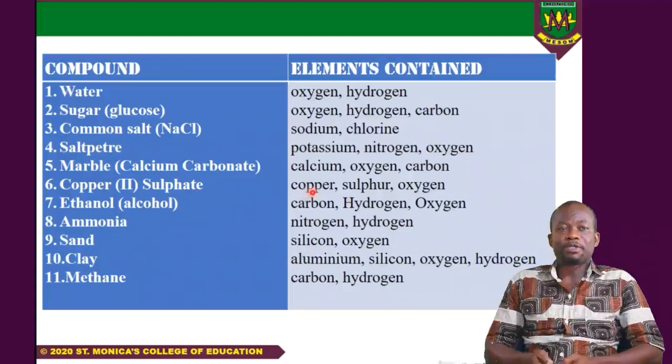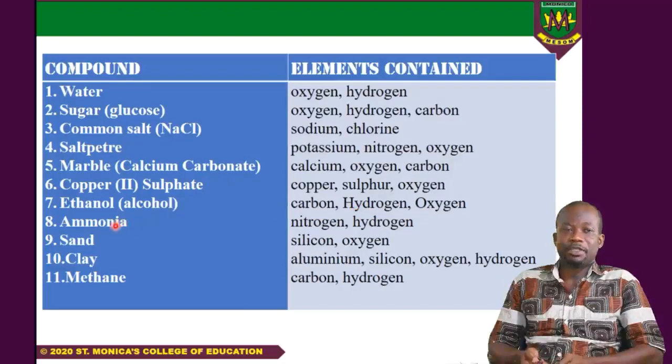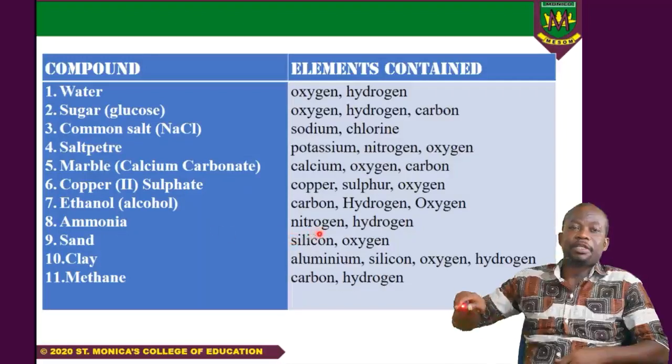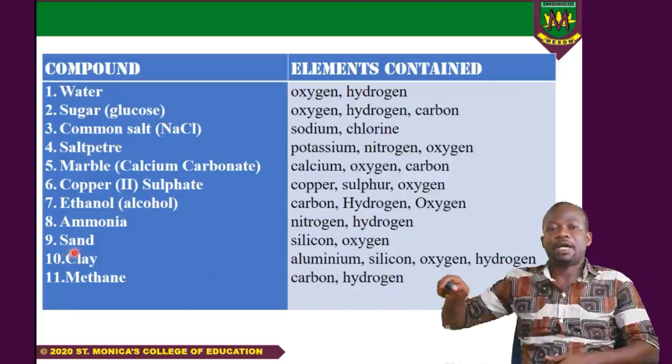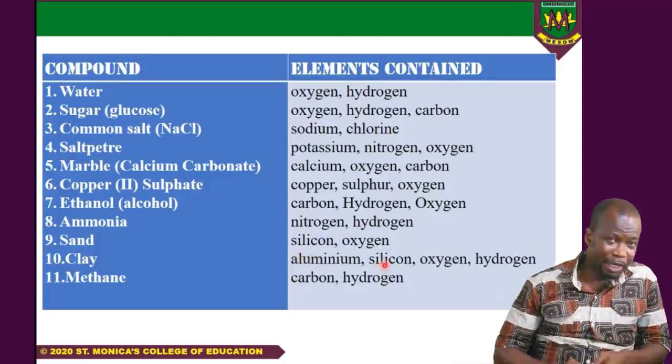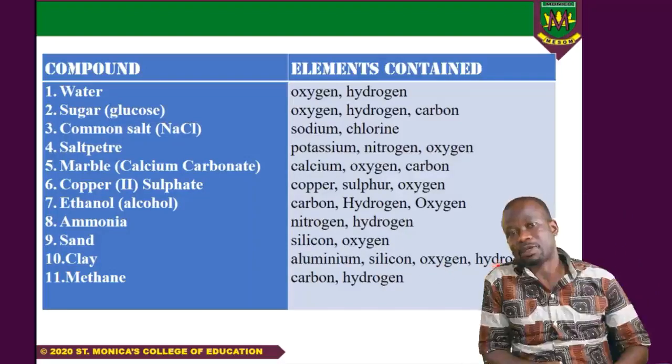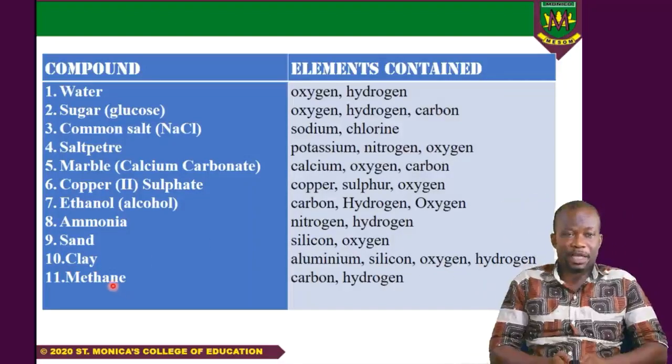Now when it comes to copper 2 sulfate, we have copper itself there, sulfur is also there, and then oxygen. Then ethanol, alcohol in principle, also contains carbon, hydrogen, and then oxygen. Now when it comes to ammonia, then we also have nitrogen and hydrogen. Then sand will give us silicon and oxygen. Then clay, you can talk about aluminium, silicon, oxygen, and hydrogen.